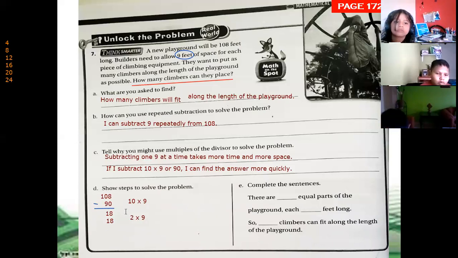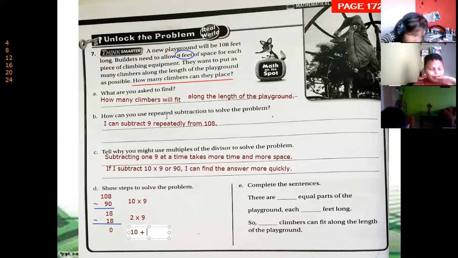We are going to subtract. Here, we have 0, right? So we reached the 0, so it means this division has no remainder, 0. So the answer is 10 plus, because I need to find the final quotient, 10 plus what? Look at the multiplications I did. I multiplied 9 times 10, and 2 times 9.